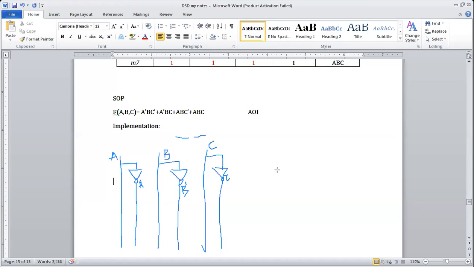Now, what I'll do? What is my first term? A bar, B, C bar. I require what here? The AND gate. To get this first term, I require a NOT gate as well as an AND gate. So what are the inputs to the AND gate here? A bar is the input, B is the input, C bar is the input. So I will take one AND gate here.